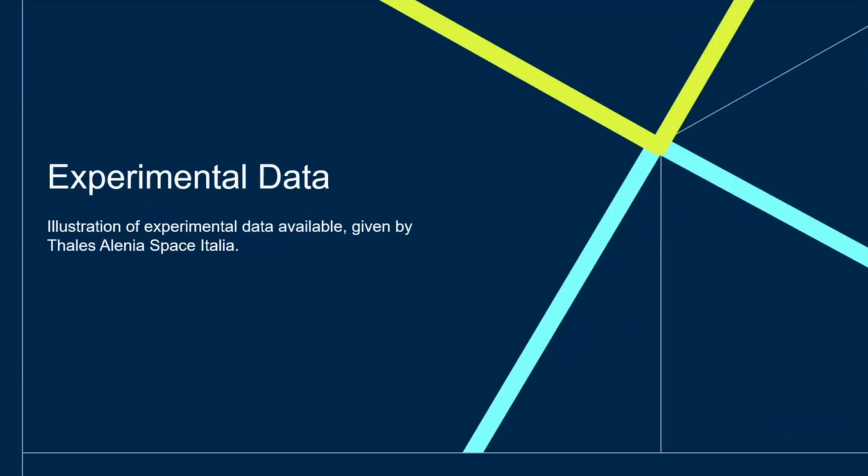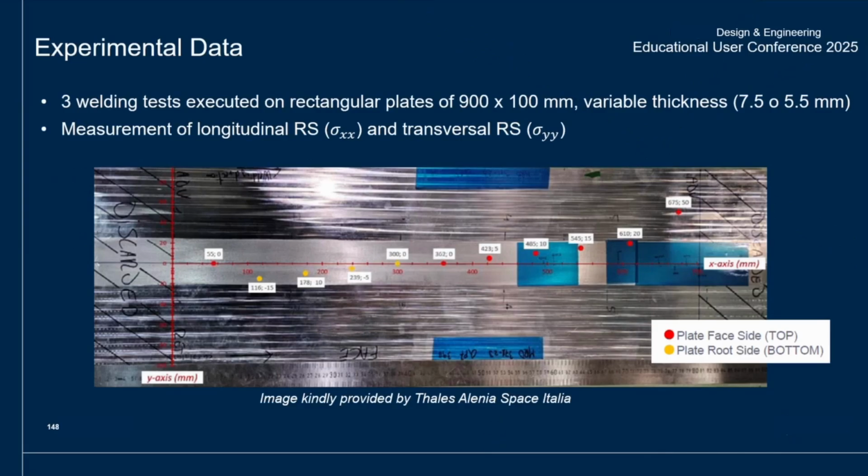In the next section, I'm presenting the experimental data available, kindly provided by Thales Alenia Space Italia company, and concerning the residual stresses produced by the friction stir welding process inside the welded materials. The experimental measurements have been realized after 3 welding tests executed on rectangular plates with dimensions of 900 millimeters by 100 millimeters and a variable thickness. The thickness was 7.5 millimeters for 2 of them and 5.5 millimeters for the other.